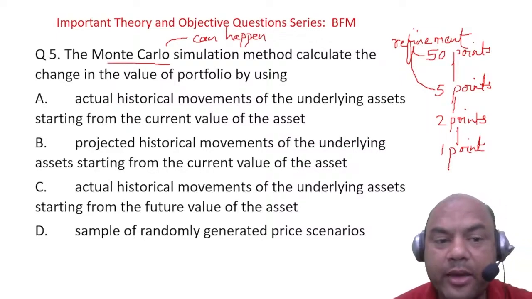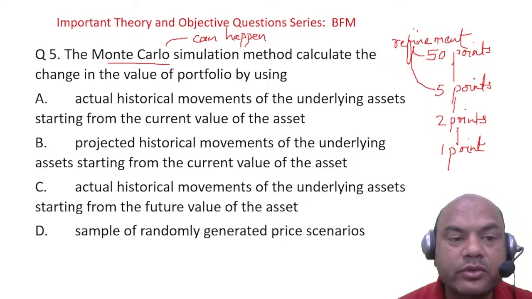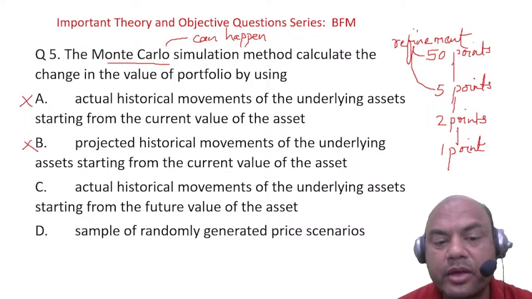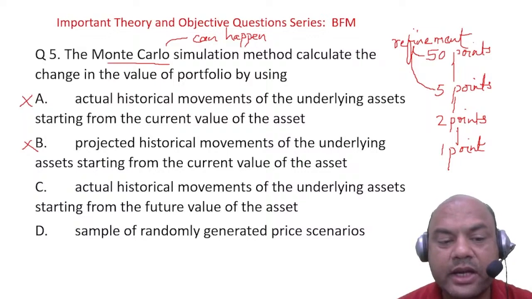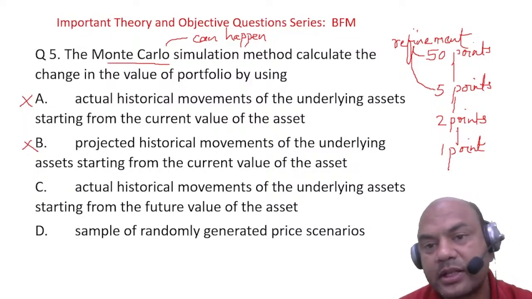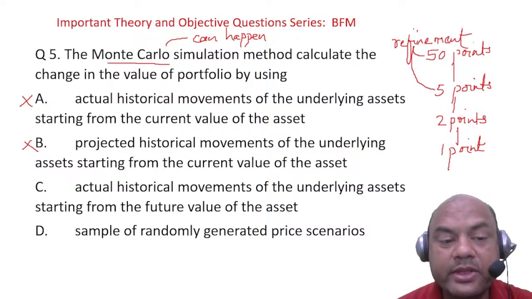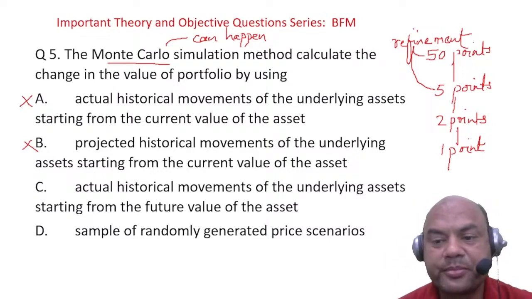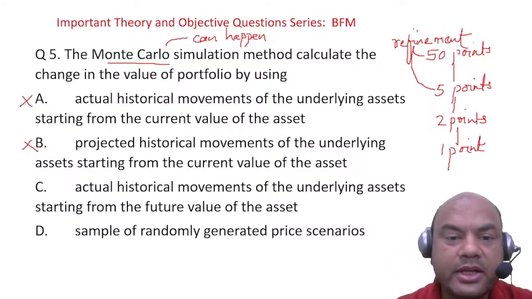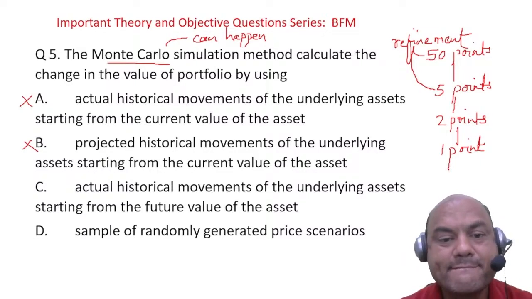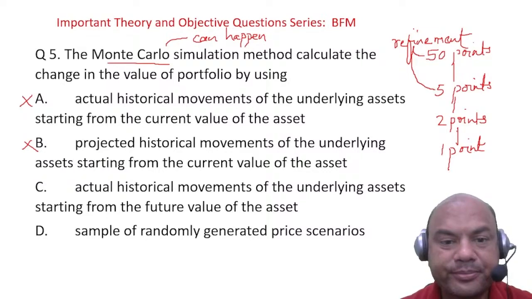Now when I say can happen, then what happens? This history goes off. History is of no use to me. Now the answer can be only this: actual historical movements of the underlying assets starting from the future value of the assets, and sample of randomly generated price scenarios. Now the real fight is between C and D. Think of it. What can be the answer for C and D? Either C or D.